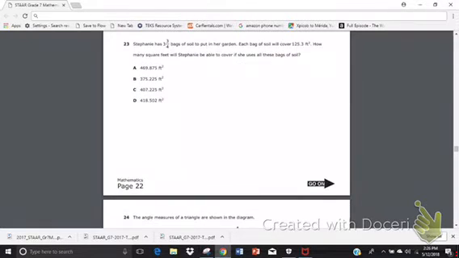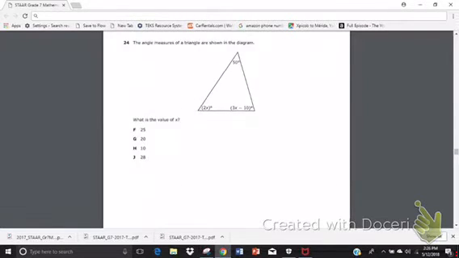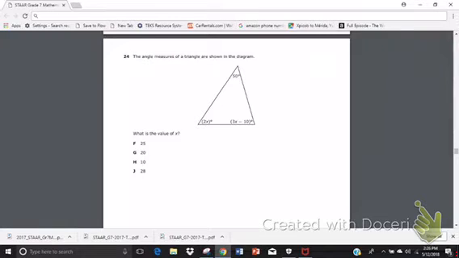Excuse me. Number 24. Alright. The angle measures of a triangle are shown in the diagram. What is the value of x? Alright, kiddos, so what do we know about all 3 angles in a triangle? That they all add up to 180 degrees.